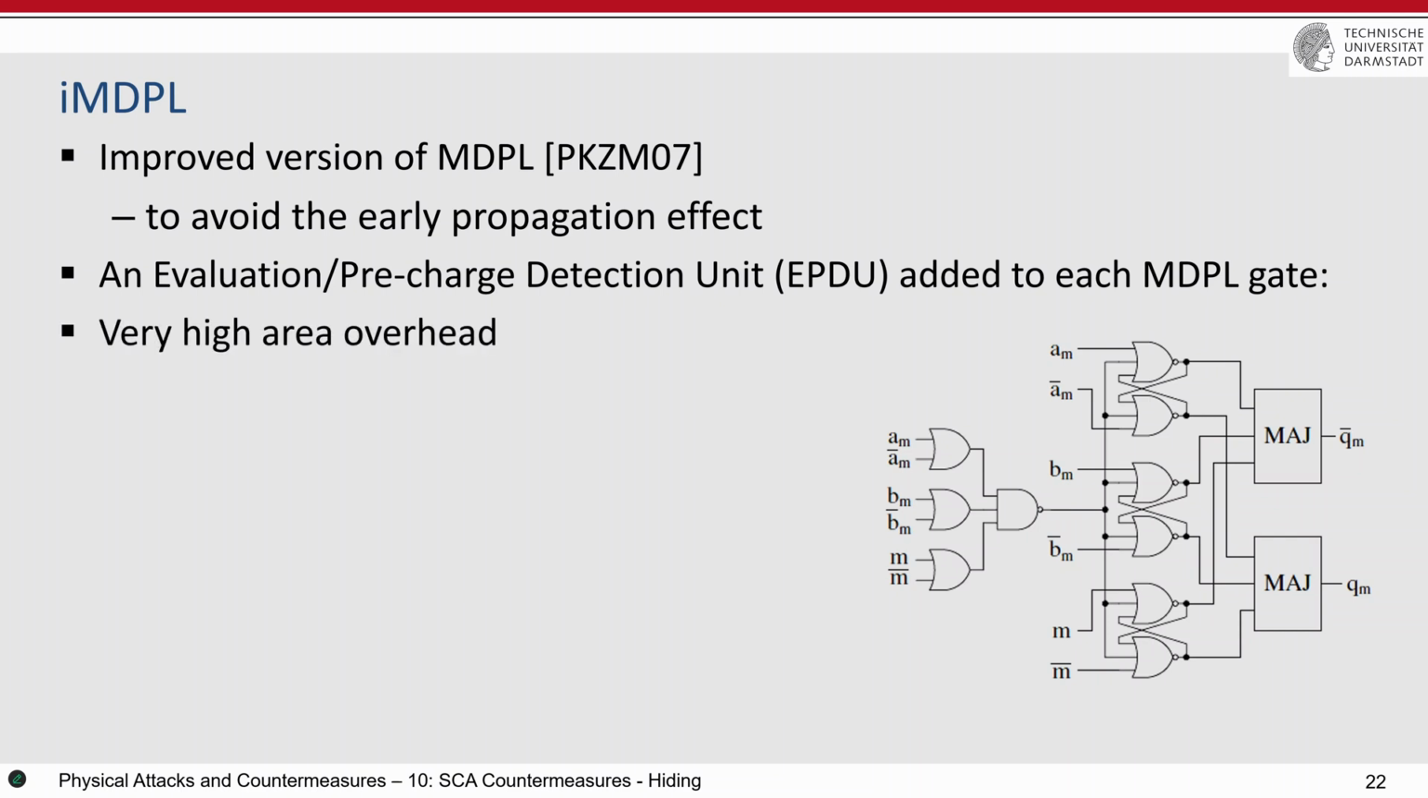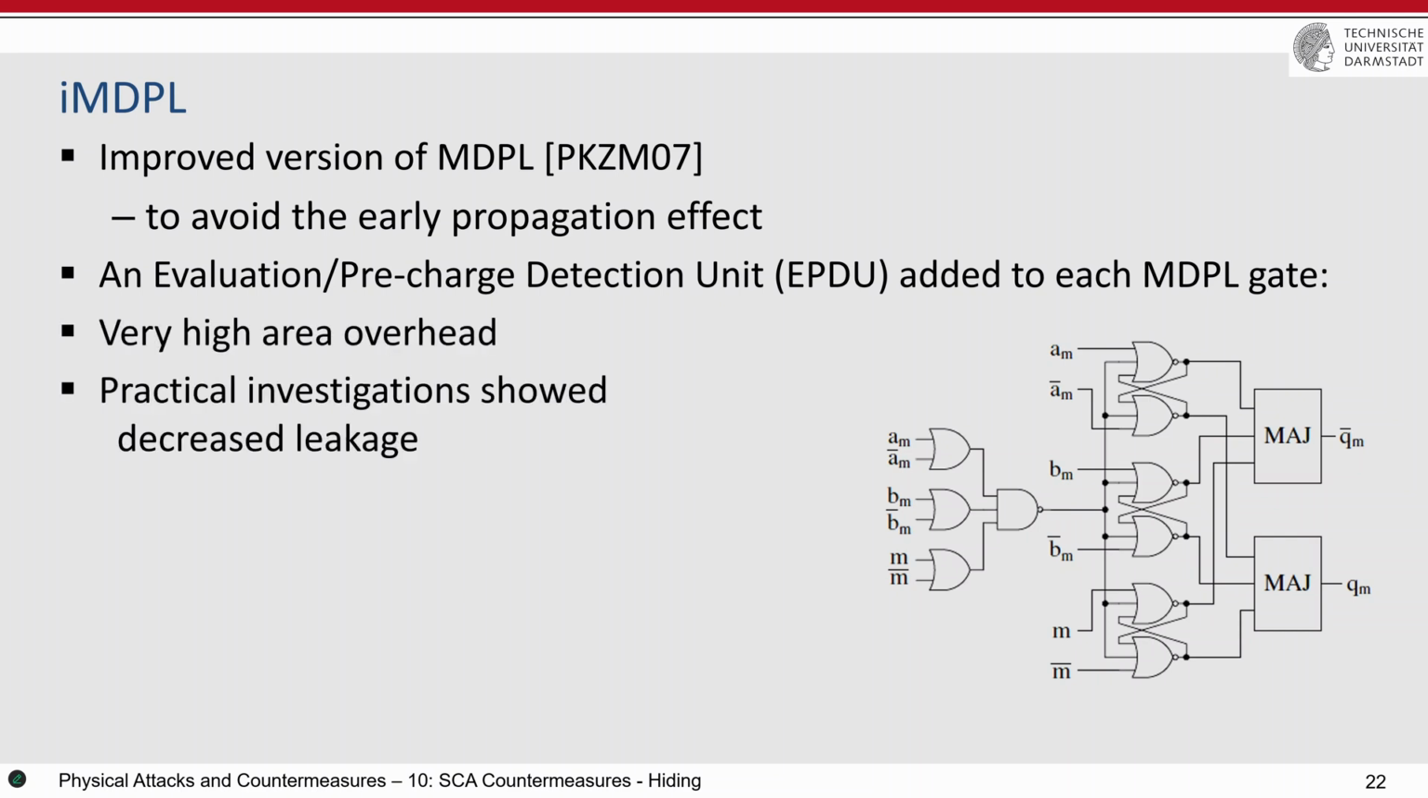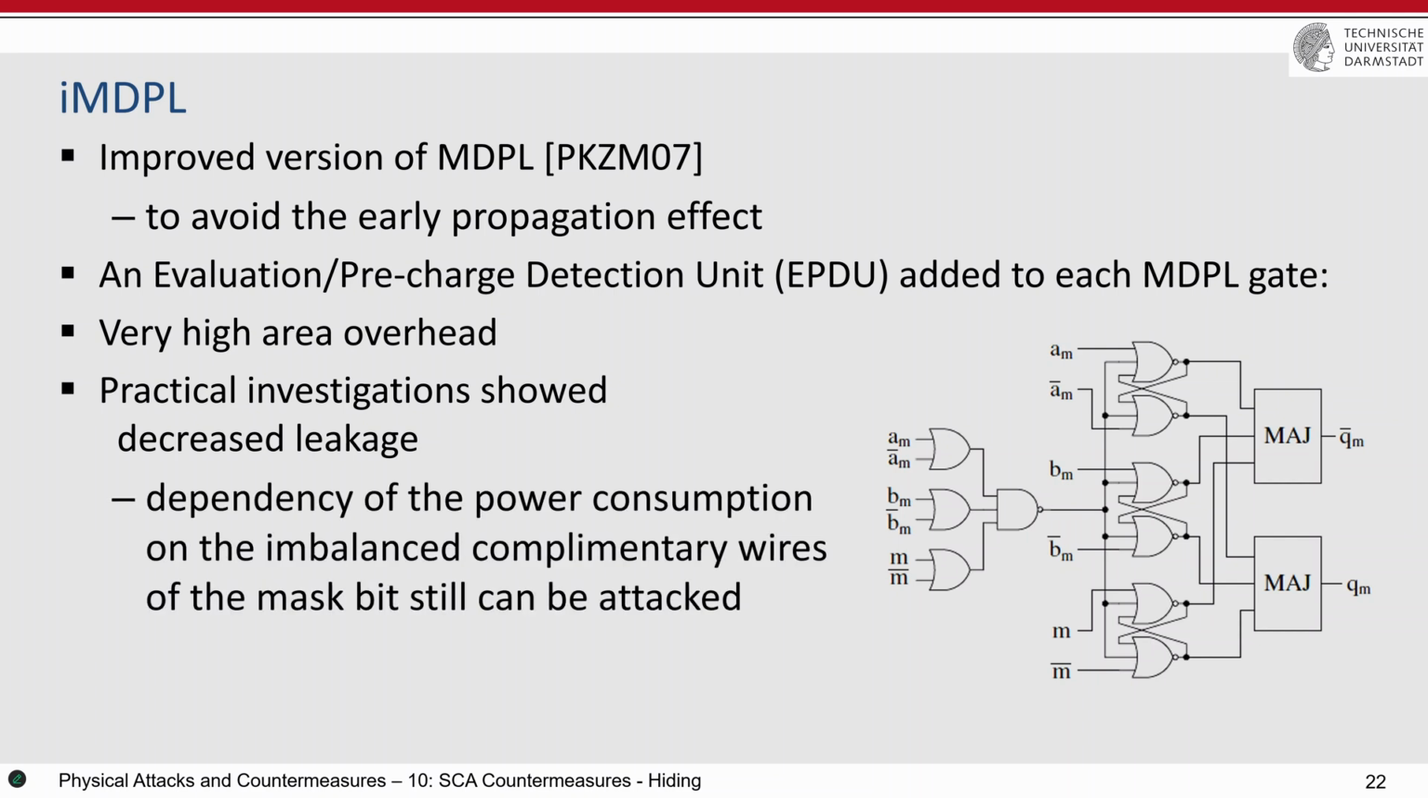And they are the input of the majority gate. This is actually much better, but it has a very high overhead. You can imagine that circuit is just one AND gate. This is also a prototype, and practical investigations also showed much decreased leakage.